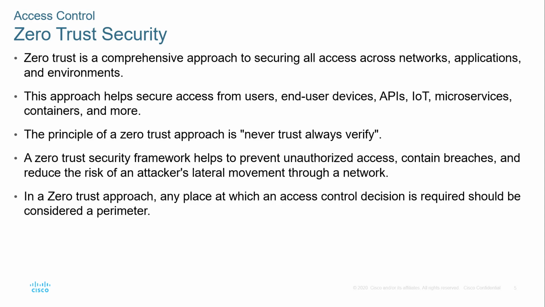So a zero trust security framework basically prevents unauthorized access, it helps contain breaches, and overall reduces the risk of an attacker having lateral movement through the organization. In a zero trust approach, any place at which access control decisions are required should be considered a perimeter, meaning they're going to have a little extra layer of protection because that's something that could allow an inbound connection.